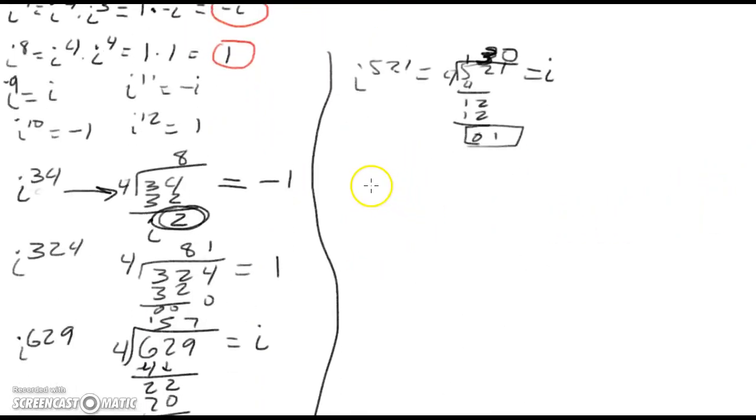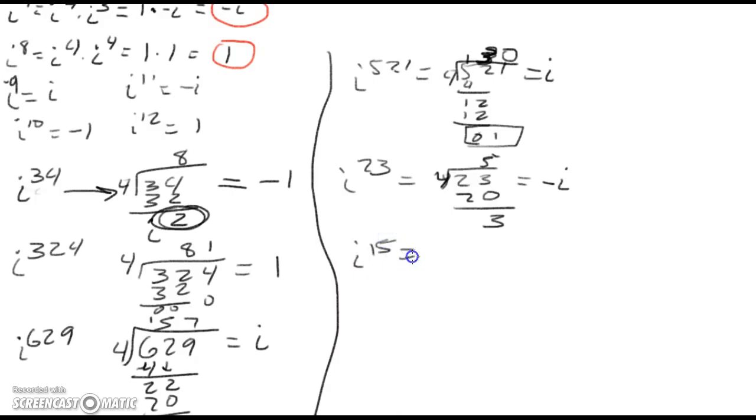So again, a couple more examples down here. i to the 23rd. Well, if we divide 23 by 4, 4 goes into there 5 times, which is 20. Our remainder is 3. If our remainder is 3, it's the same thing as i cubed, and i cubed is the same thing as -i. i to the 15th. Well, 4 divided by 15, 4 goes into there 3 times, which is 12. We have a remainder of 3. i cubed is -i.